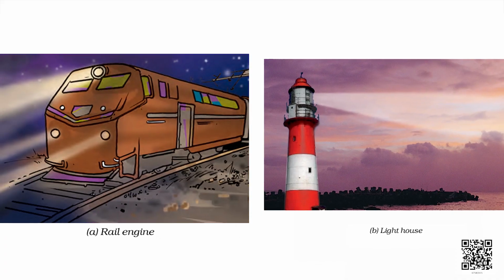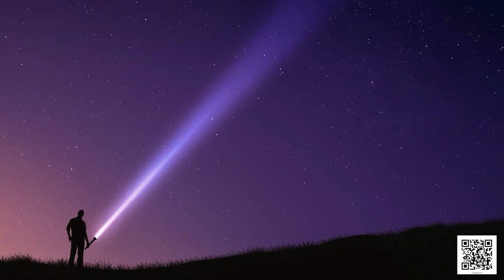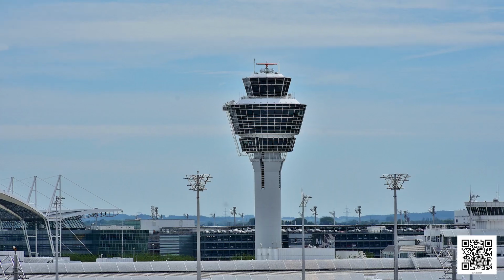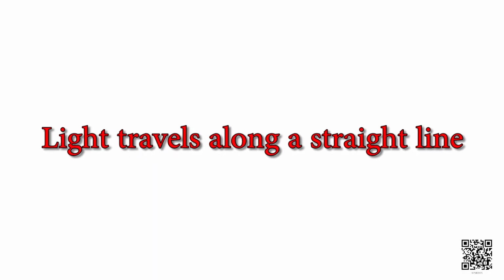So students, you might have been seeing a beam of sunlight when it enters a room through a narrow opening or a hole. You may have also seen beams of light from the headlamps of scooters, cars and engines of trains as well, as you can see them now in these pictures. Similarly, a beam of light can be seen from a torch also. Now some of you may have seen a beam of searchlight from a lighthouse or from an airport tower as well. So students, have you ever thought that what do these experiences suggest? Well, the answer of this question is the topic name, that is, light travels along a straight line.